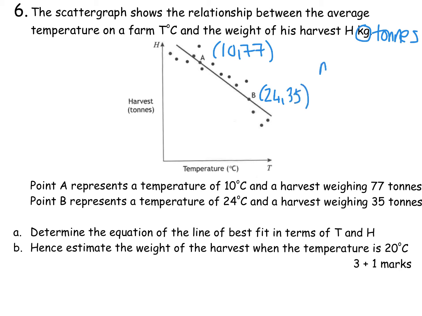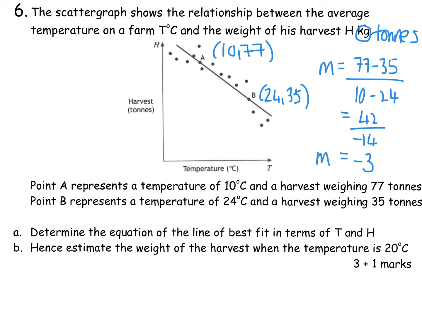So we're going to get our gradient. So our gradient is y2 minus y1. So I'm going to go with the big numbers first. So I'm going to do this 77 take away 35, all over, subtract your x's. So that would be 10 take away 24. 77 take away 35 is 42, over negative 14. 7 times table in there, so that would be, in fact, see if it's 14 times table, that gives you negative 3. So our gradient is negative 3.